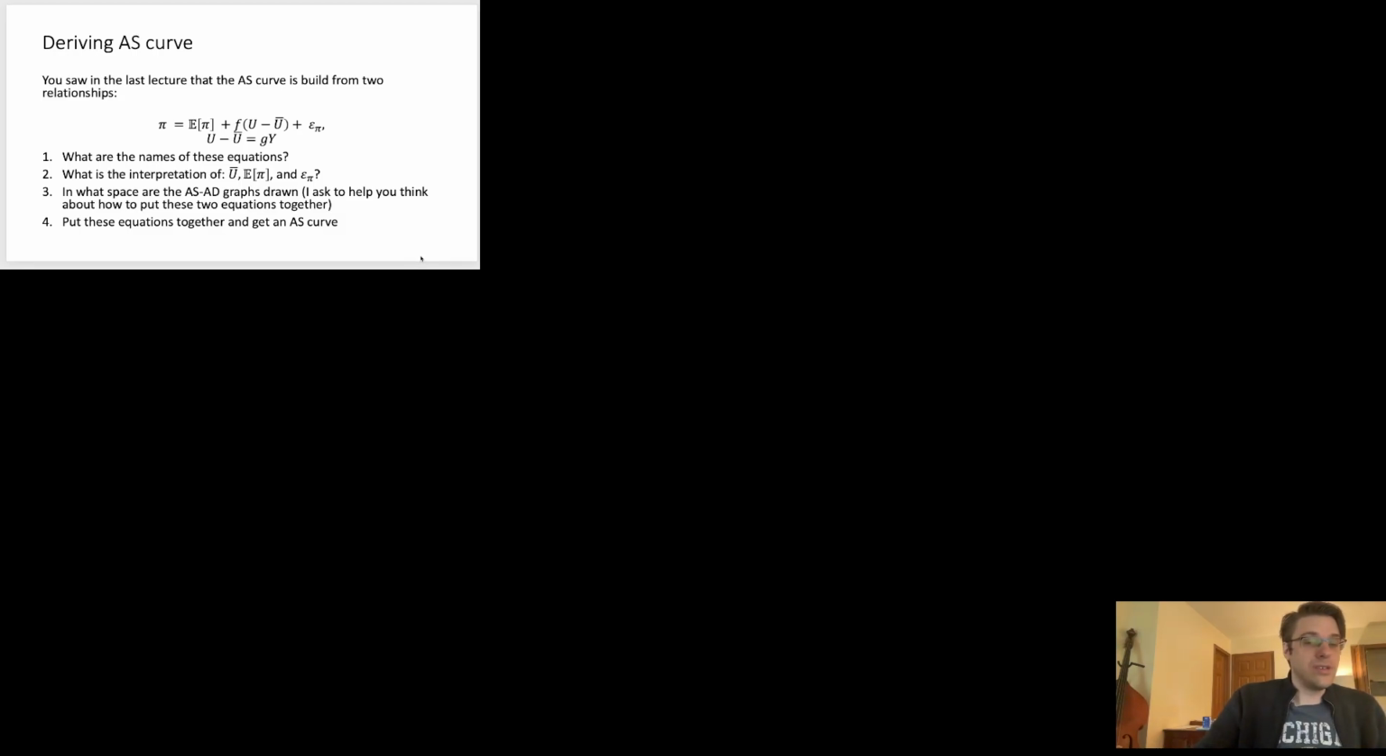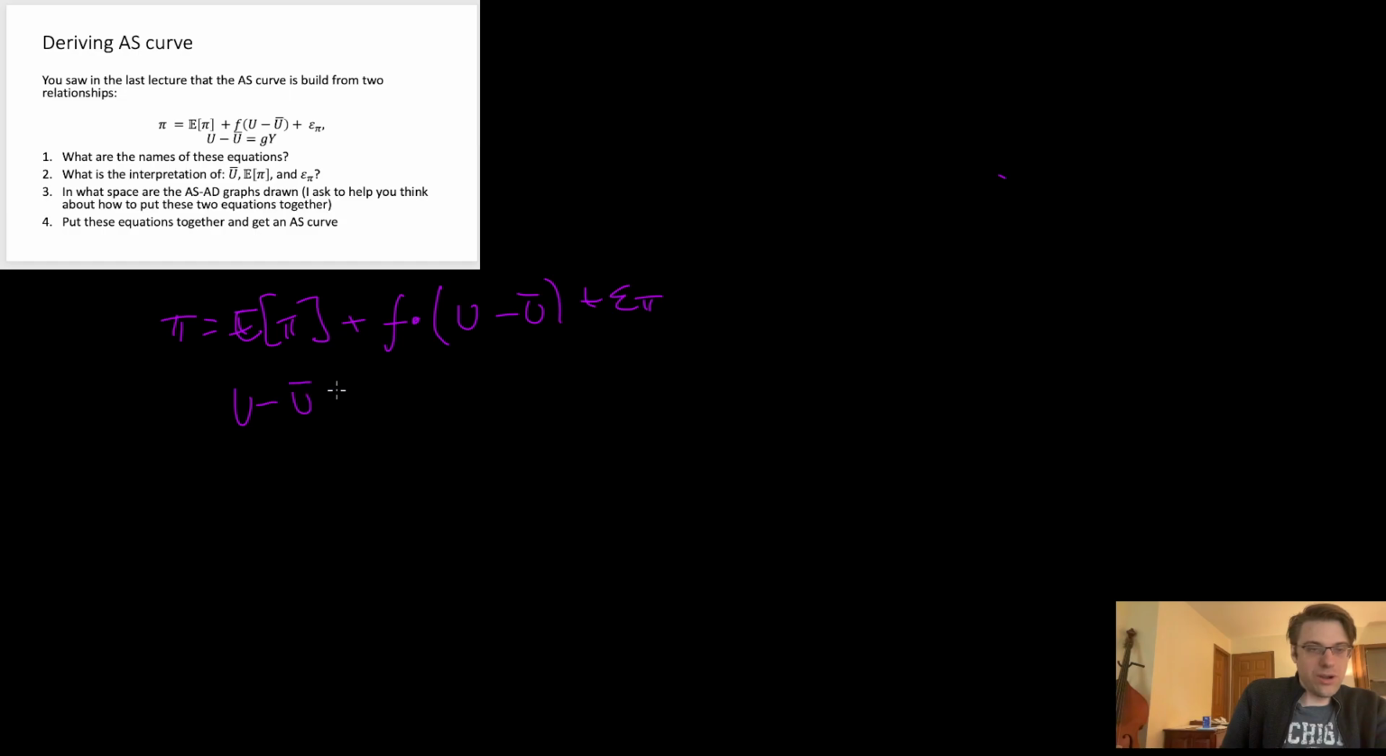So we're given these equations. We're given that pi is equal to the expectation of future inflation plus f times u minus u bar, plus this supply shock. It's not a function, actually, this is just the letter f. This is something that came up in TD. And then we have u minus u bar is equal to g times y. Then we're asked the names of these equations.